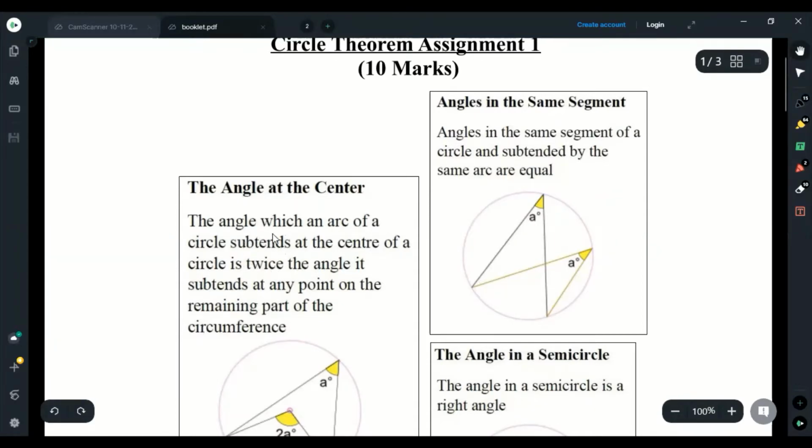It says the angle which an arc of a circle subtends at the center of a circle is twice the angle it subtends at any point on the remaining part of the circumference. Okay, so that's the technical definition. The angle which an arc of a circle subtends. Now, what does that mean?